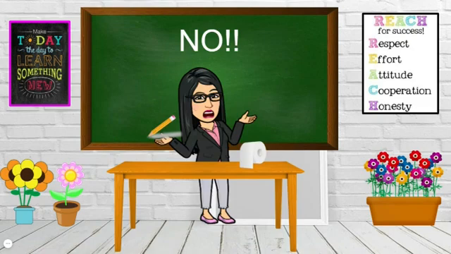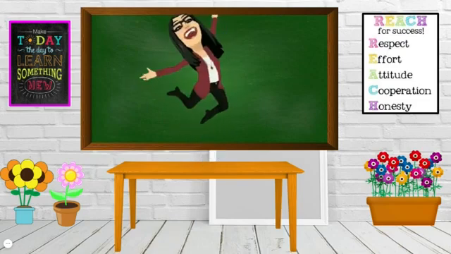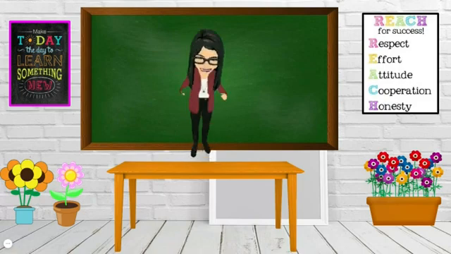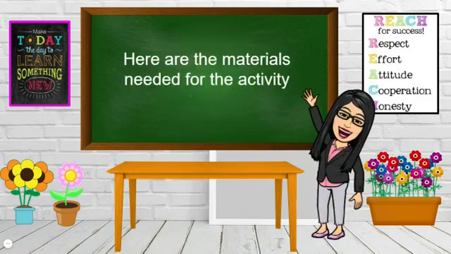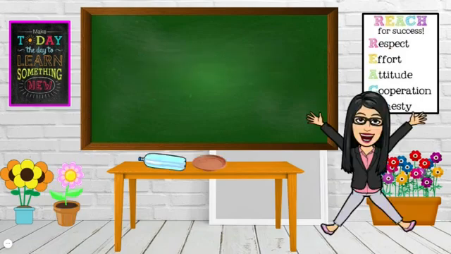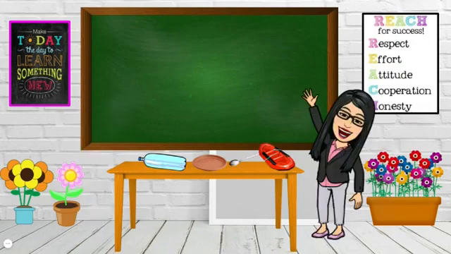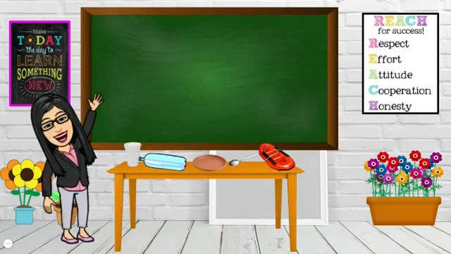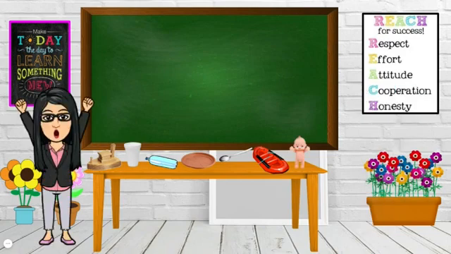Today, we will do another activity and we will try to discover more characteristics of the materials around us. Are you excited? I'm so excited as well. Here are the materials needed for the activity. Plastic bottle with cover, plastic saucers, metal spoon, toy boat made of rubber, styrofoam cup, toy boat made of wood, and toy doll made of plastic.